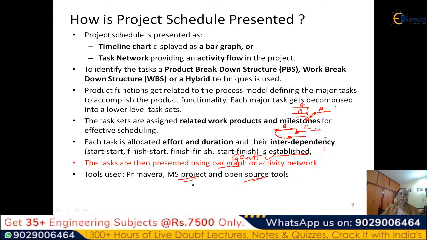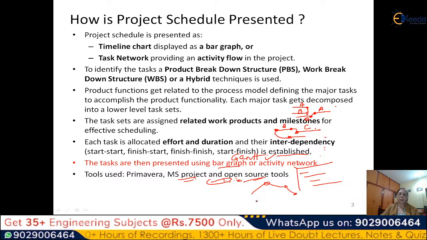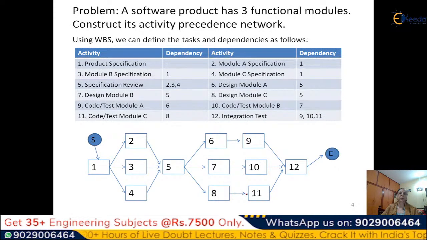The advantage is that they have a repository of tasks and dependencies. You can give all the data and you can decide which kind of graph you want to do, whether it's activity network or a bar graph. So that is the advantage in these tools, and you can change and you can see so many views. So that is how a project schedule is presented. So you will have something like this, or you will have a network, like any network. We'll see more of it.